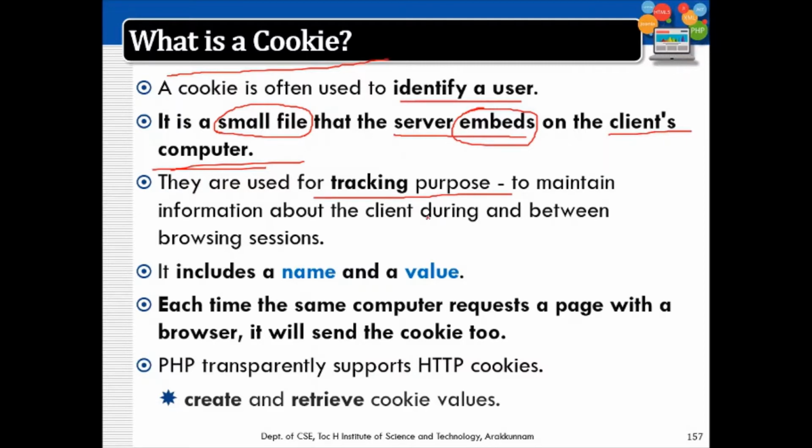So this is how it works. First time when the client connects to a server, the server will embed a cookie in our system, and the next time when you connect, along with your HTTP request, this cookie data also will be sent to the server, and by using that cookie information, the server can identify who the user is and what his preferences are.